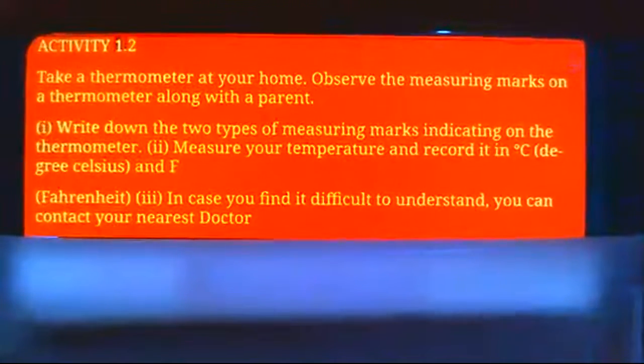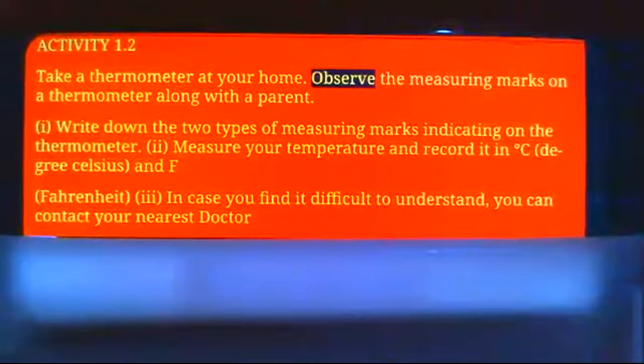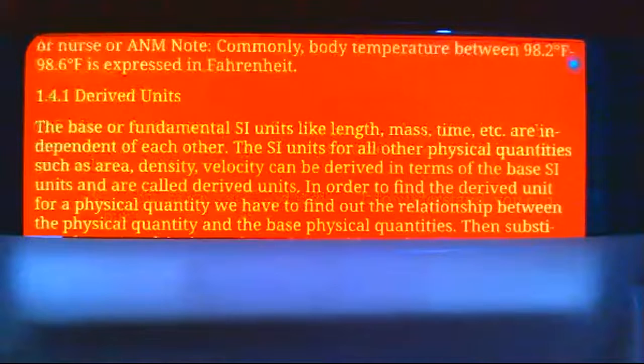Activity 1.2. Take a thermometer at your home. Observe the measuring marks on the thermometer along with a parent. Write down the two types of measuring marks indicated on the thermometer. Measure your temperature and record it in degree Celsius and degree Fahrenheit. In case you find it difficult to understand, you can contact your nearest doctor or nurse. Note: commonly, body temperature between 98.2 degrees Fahrenheit and 98.6 degrees Fahrenheit is expressed in Fahrenheit.